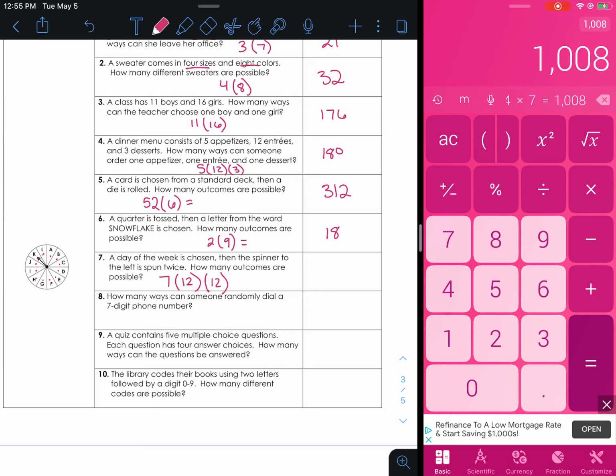Or I could do 7 times 12 times 12, and I still get 1008. All right, my next one. How many ways can someone randomly dial a 7-digit phone number?